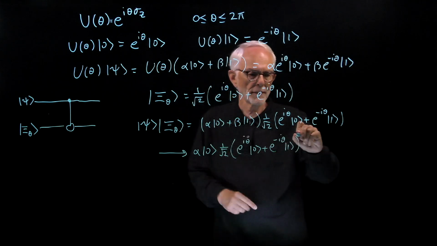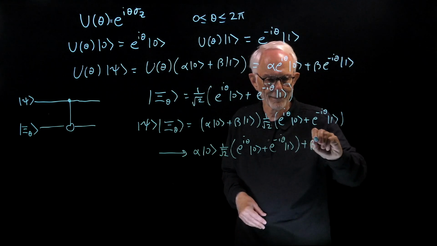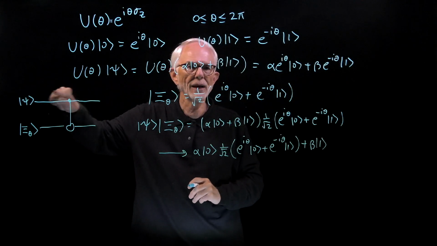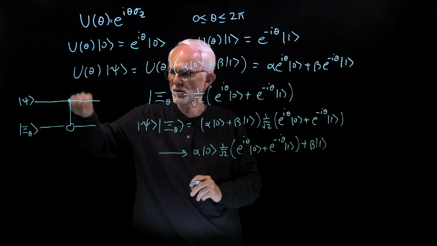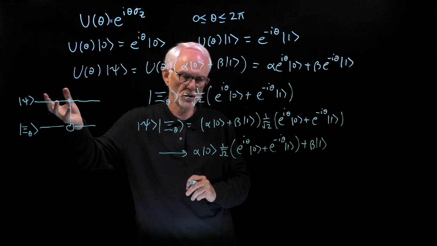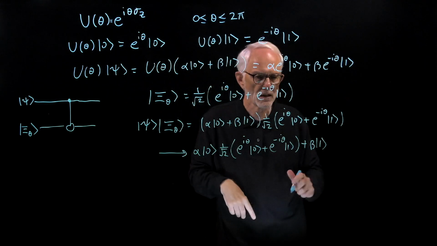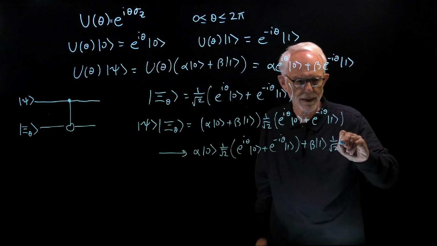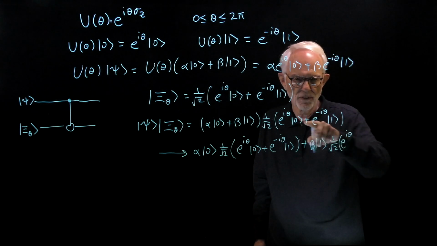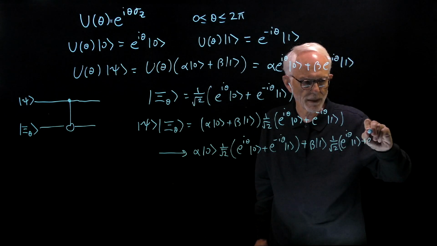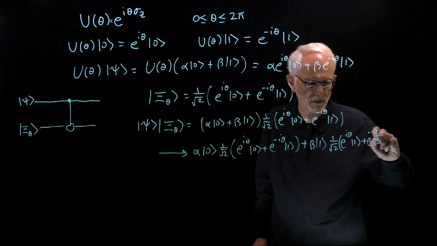And with the beta, now remember when the top line of the C0 gate is a 1, that means that that's going to flip the state down here. The ones are going to go to zeros, and the zeros are going to go to ones. So what's going to happen here is I will get a 1 over square root of 2 times e to the i theta. That's going to become a 1 plus e to the minus i theta, and that's going to become a 0.